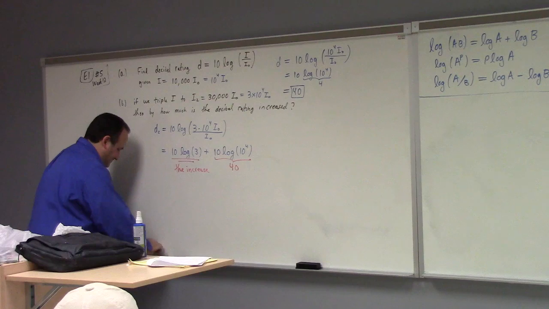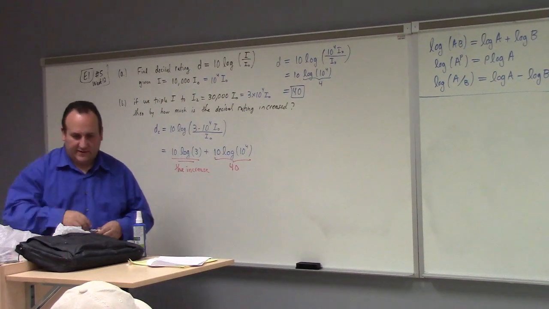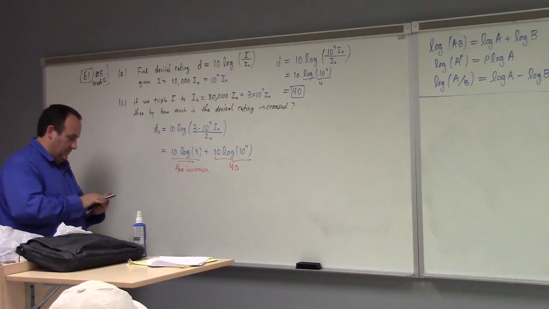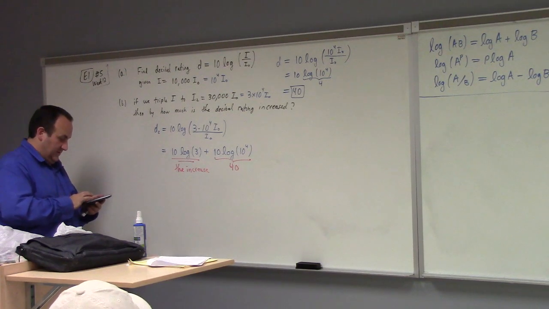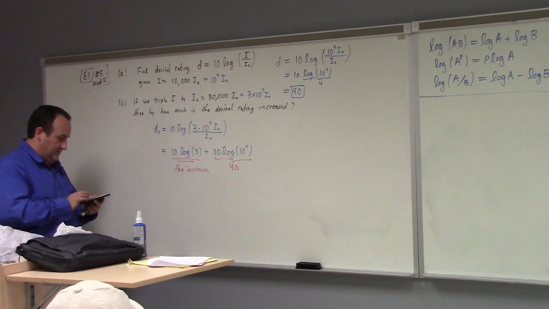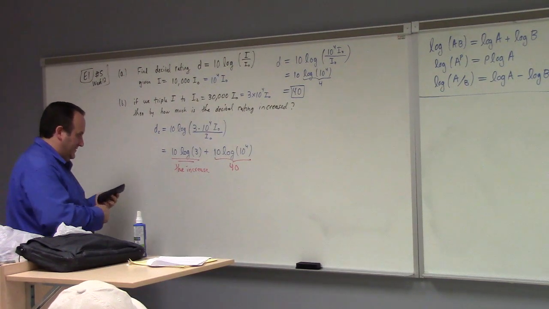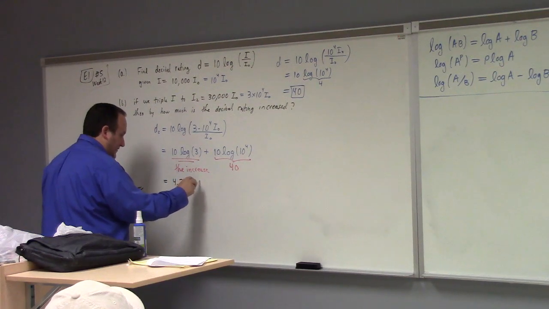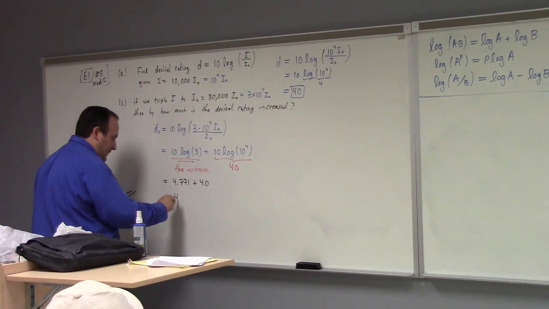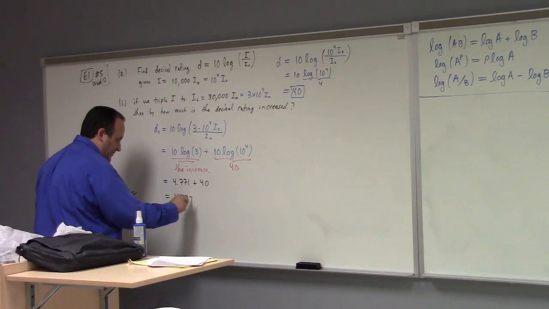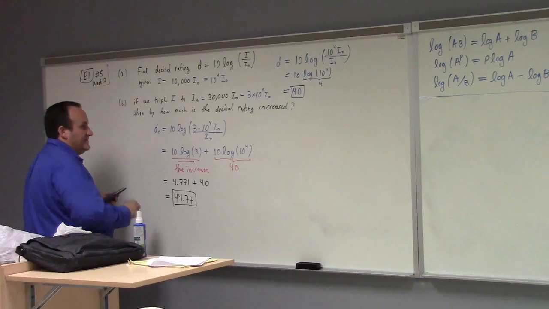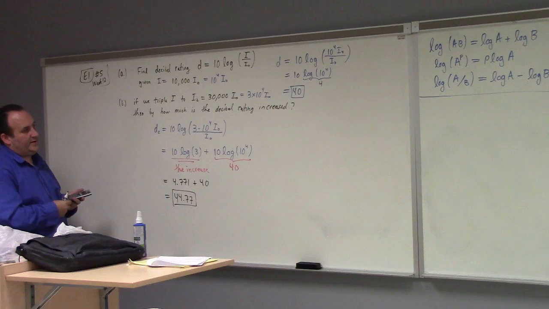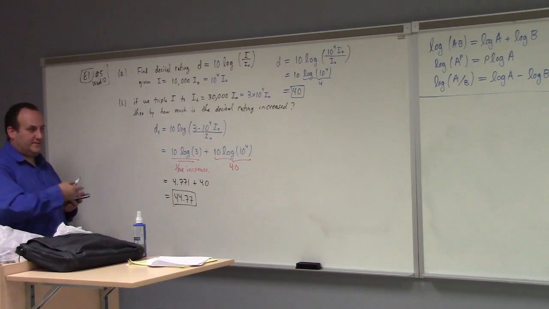Anyway, if you work this out, here, if I can find my calculator, we got 10 times the log of 3. That's about 4.771 plus 40. So D2 is 44.77, something like that. Now that's not the answer, right? Because what did it ask? It asked by how much did the decibel rating increase, right? So what's the increase here?